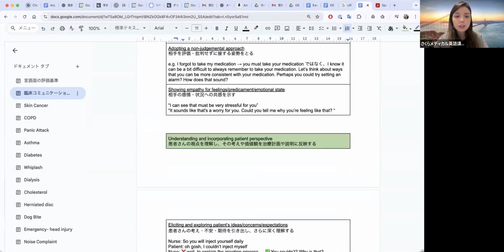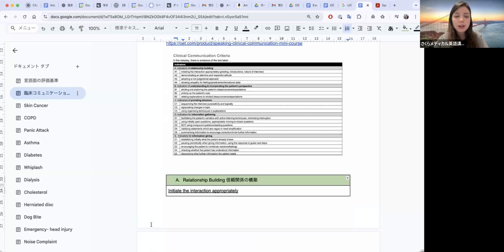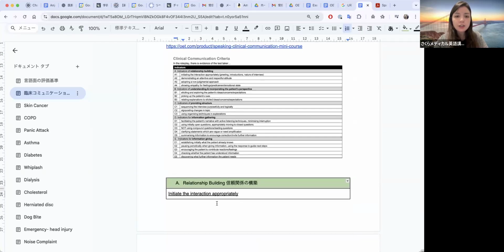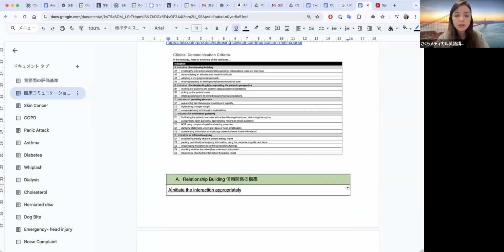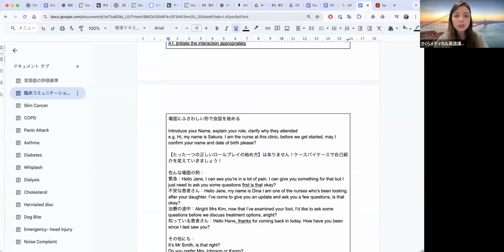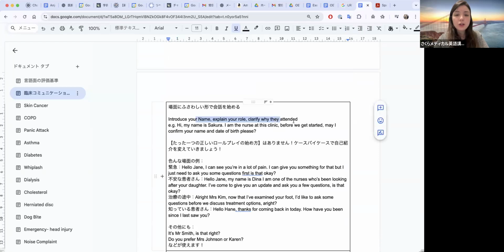So A, relationship building. And then we have A1, initiate the interaction appropriately. So introduce your name, explain your role, clarify why they attended. So like this. Hi, my name is Sakura. I'm the nurse at this clinic. Before we get started, may I confirm your name and date of birth, please?